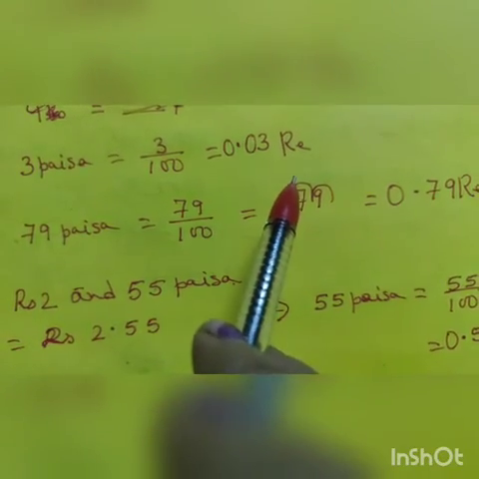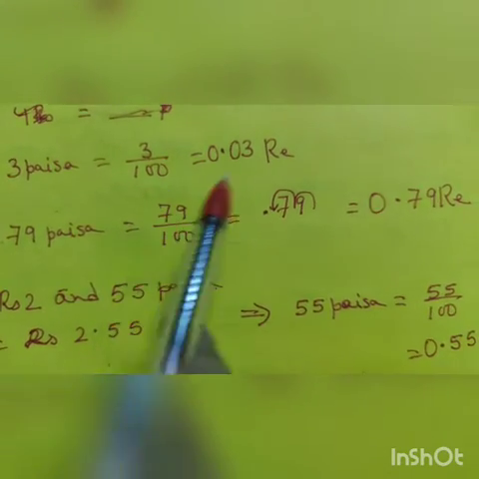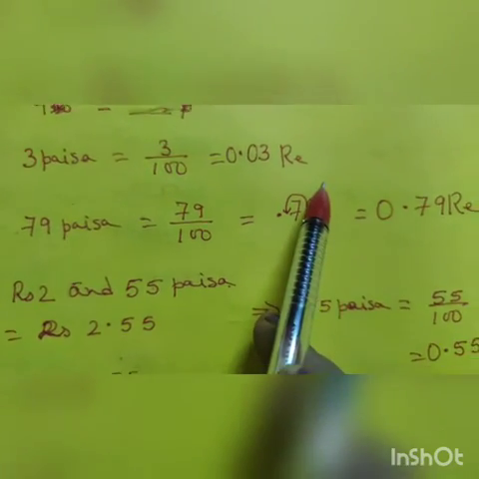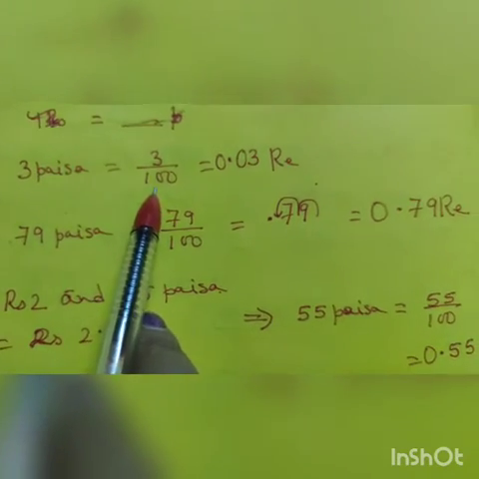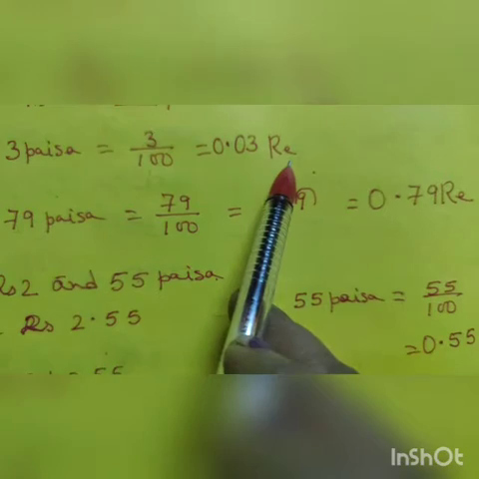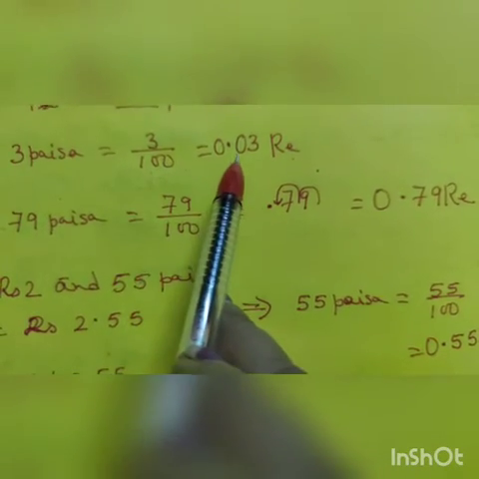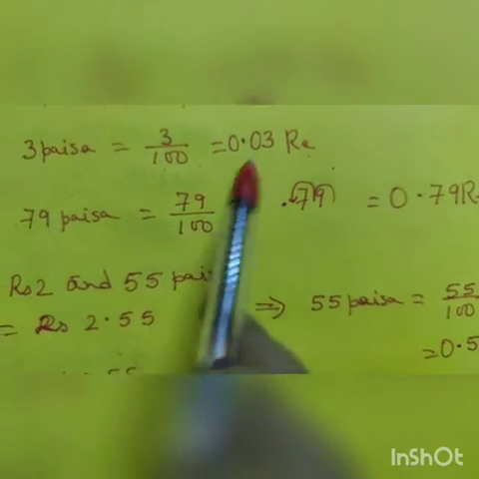Similarly, if 1 paisa is that much, then 3 paisa will be how much? It will be equal to how much rupee? 3 by 100, that is 0.03 rupee. Clear? It's the same thing. I have written 3 above and 100 below, and it is 0.03 rupee. Since there are 2 zeros, after the decimal we have two digits.